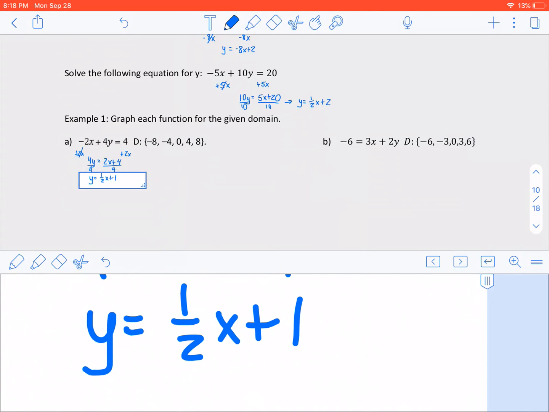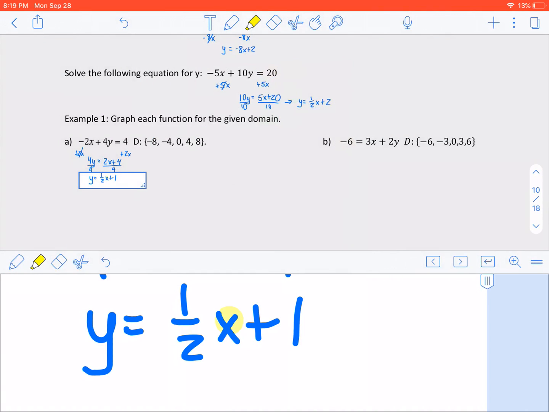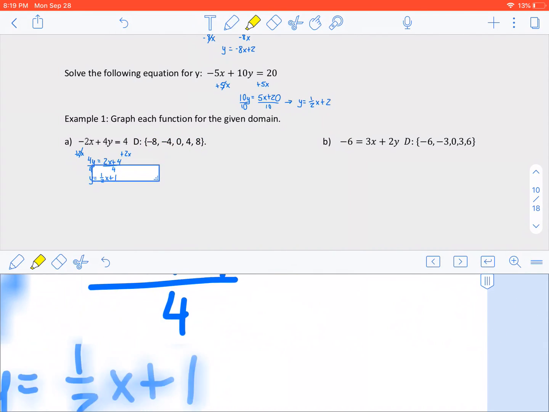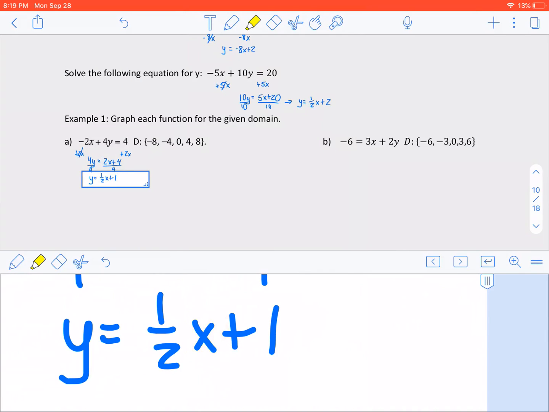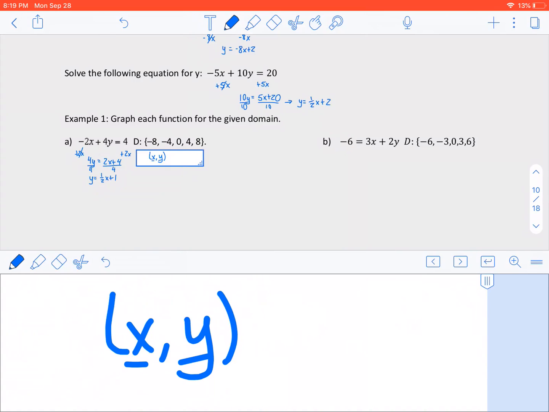Now that's my input. Remember, this is my input. This is my output. So I'm going to plug my domain values, all my x values, in for x as my input to get out my output, which is y. So that when I'm done, I'm going to have ordered pairs x, comma, y. Plug in x, get out y. Because remember, domain is x. So I'm going to plug in x.